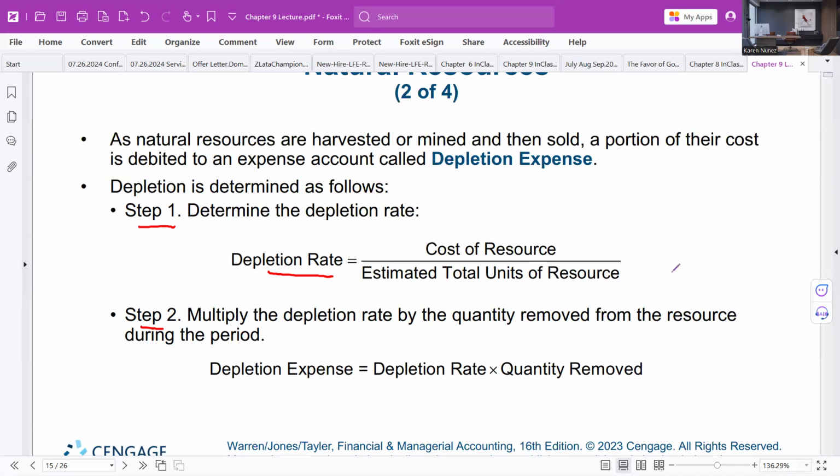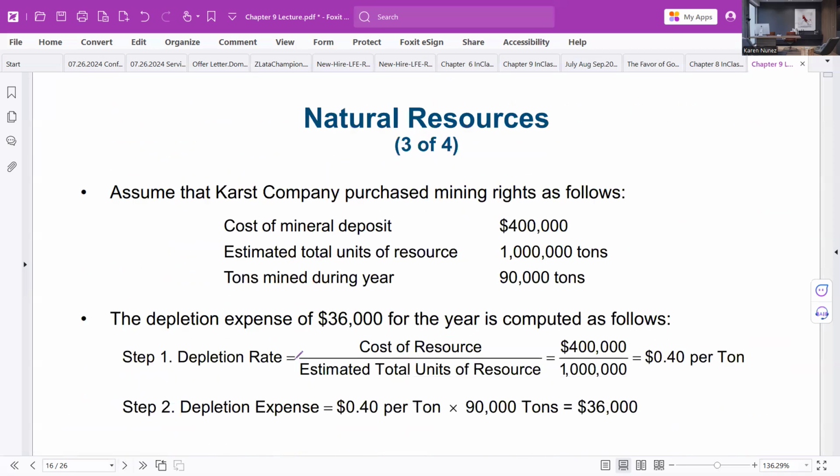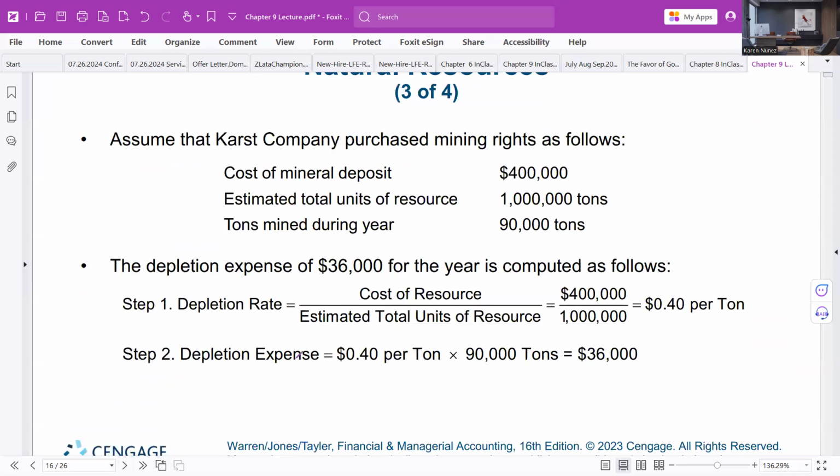And once we get that depletion rate, then what we do is we multiply it times the quantity that we've removed. And that gives us our depletion expense. And we would just record an adjusting entry for the depletion, just like we do for depreciation.